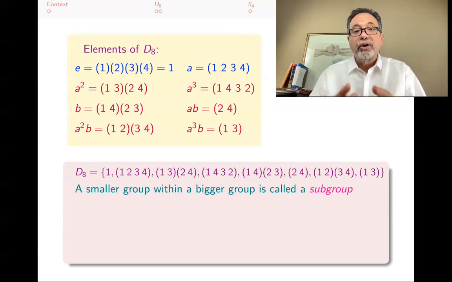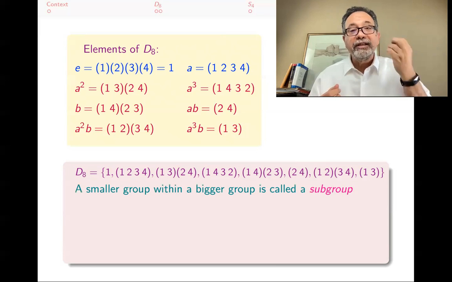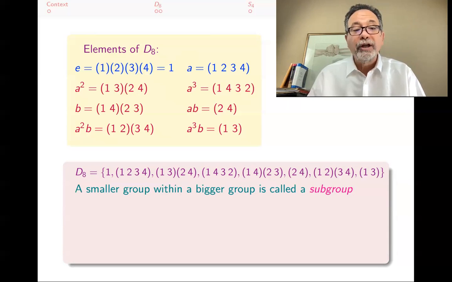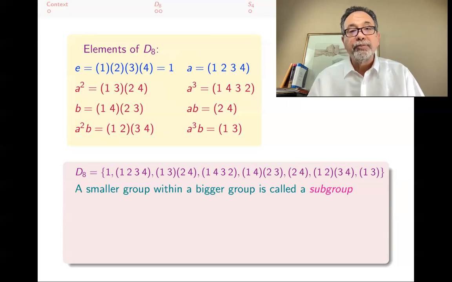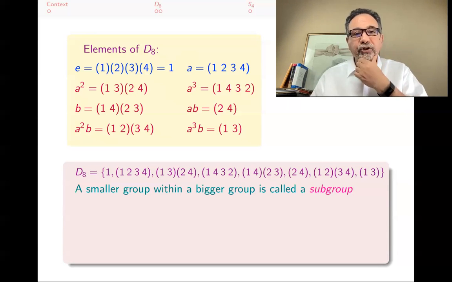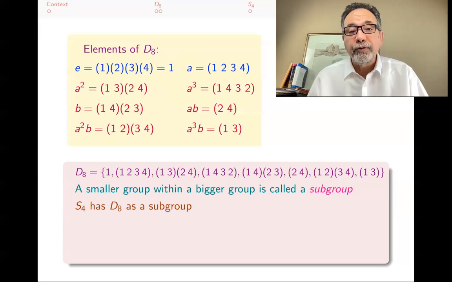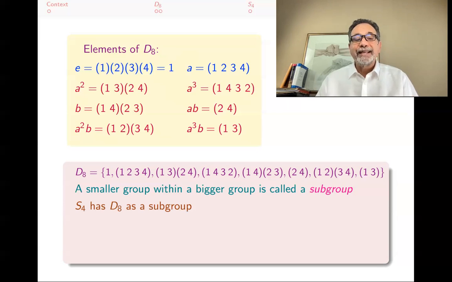D8 is a group. It's closed. It's associative. There's an identity, and every element has an inverse, but it's sitting inside a bigger group, S4. And such a thing is called a subgroup. That will be something that we will talk about in a future lecture in some detail. So you can say that D8 is a subgroup of S4. So S4 has D8 as a subgroup.